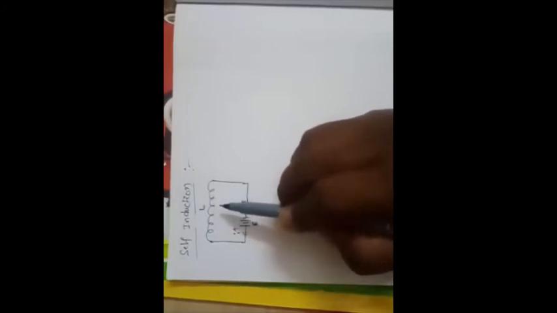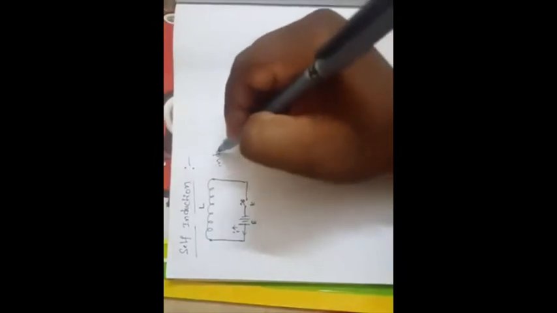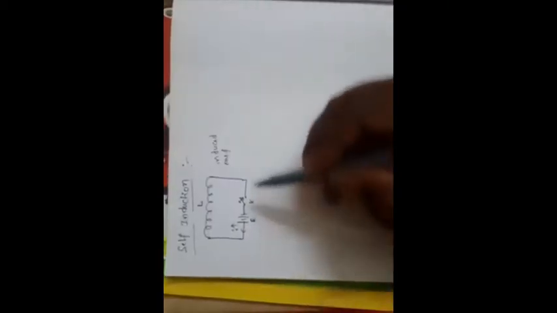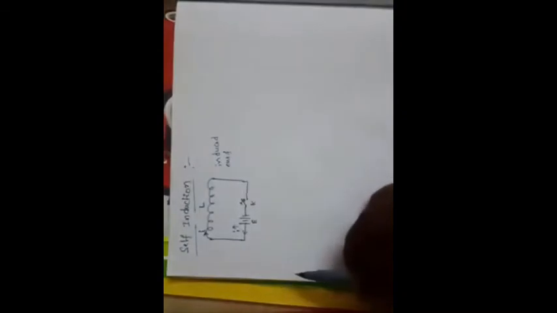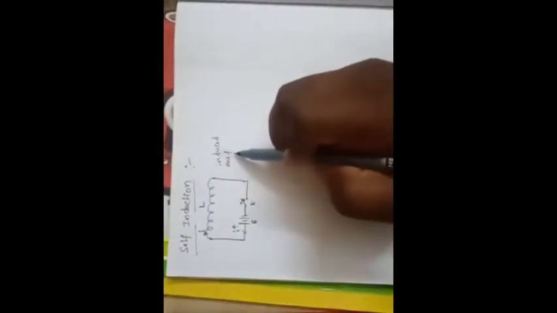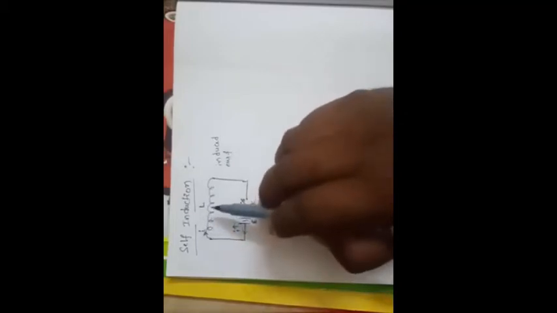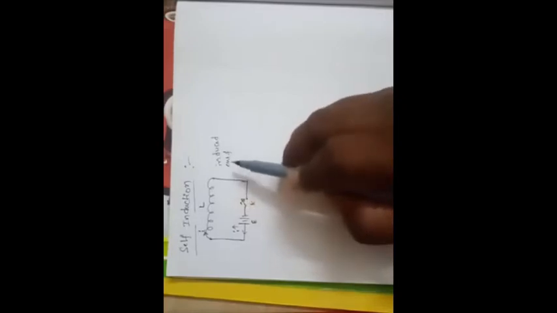Whenever the flux changes, an EMF is induced, which we call the induced EMF. This induced EMF causes an induced current. This is the direction of the current. The induced EMF, and hence the induced current, is produced in such a way that it opposes the growth of the current in the circuit.